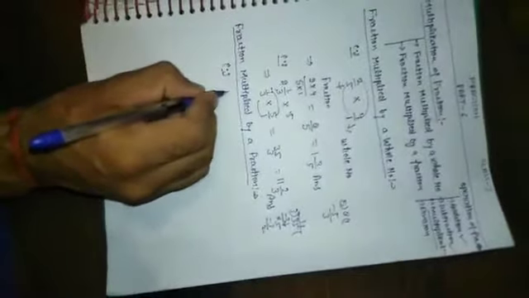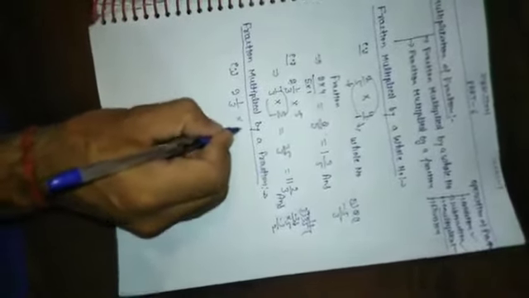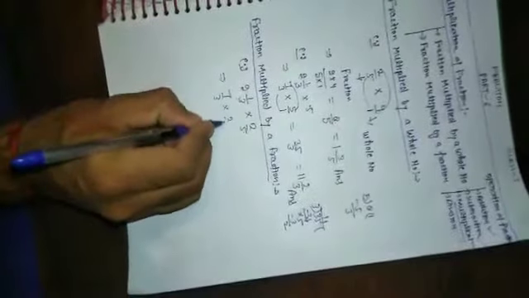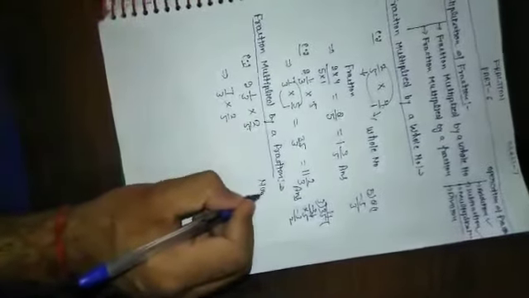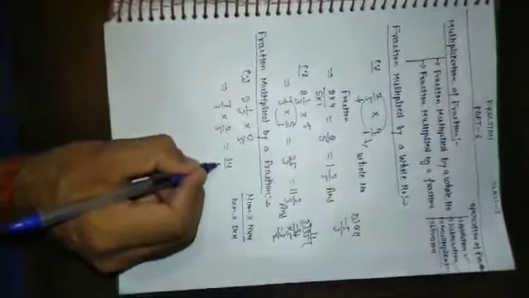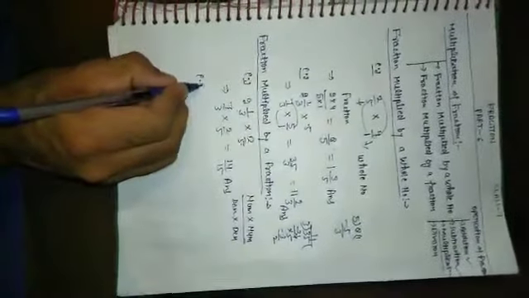We can take an example. 2 whole 1 upon 3 and 2 by 3. Here you can see this is a mixed fraction and this is a proper fraction. So firstly convert it into improper. 3 2s are 6 and 1, 7 upon 3 multiplied by 2 by 3. So as I told, numerator has to be multiplied by numerator and denominator has to be multiplied by denominator. So its numerator 7 2s are 14, 3 3s are 9. So its answer.